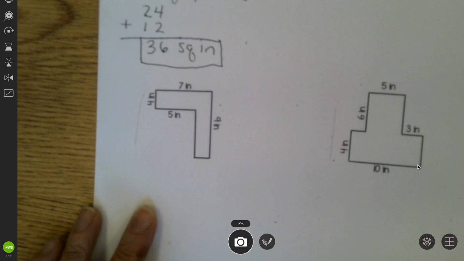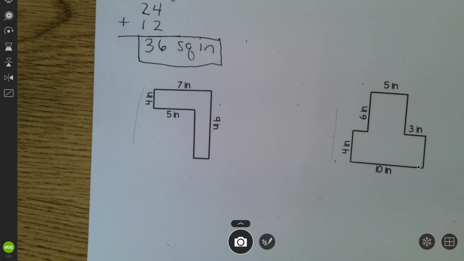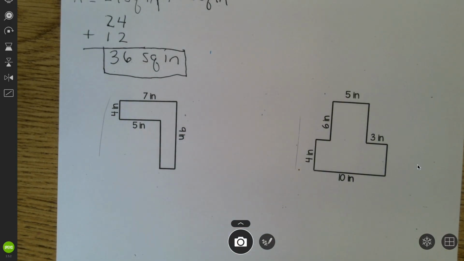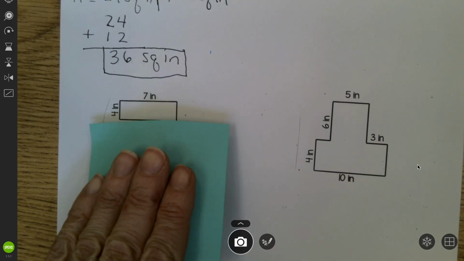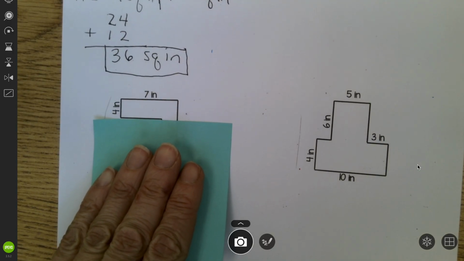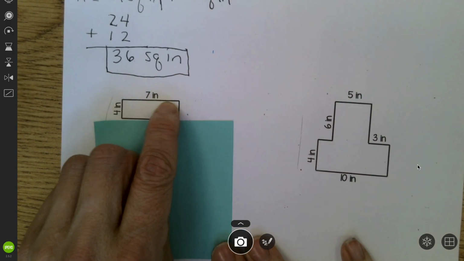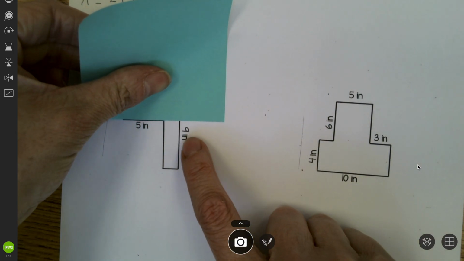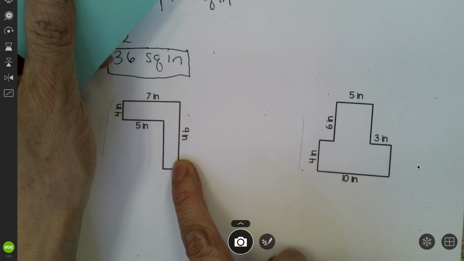Now let's go to this one. Now we need to divide this one on our own, okay? So what I like to do, we like to be strategic and see if we can break it up in a way that we don't have to solve for a missing side. So I'm going to use my Post-it. If I break it up this way, ooh, this looks good. I have my 7, my length, and my 4. What about this? Ooh, I'll have to solve for this side because this 9 is the whole thing.